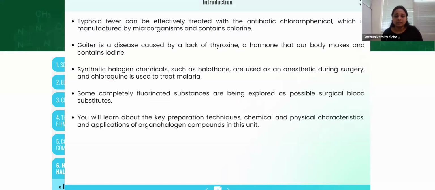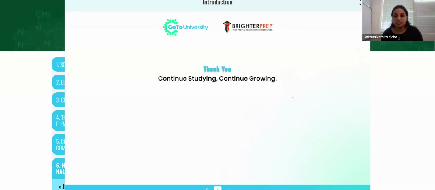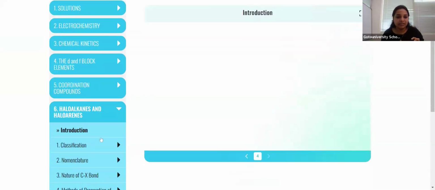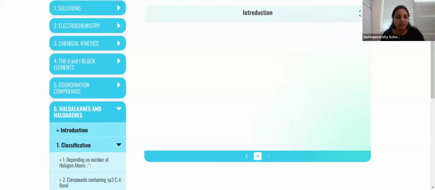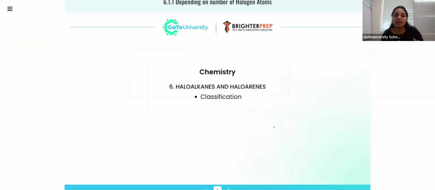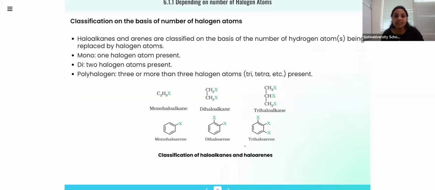Okay, so next, we are moving to the important parts of this chapter, that is the classification of haloalkanes. We know haloalkanes are hydrocarbons where the hydrogen atom is substituted by the halogen atom, right? Now we are moving to the classification of these haloalkanes.